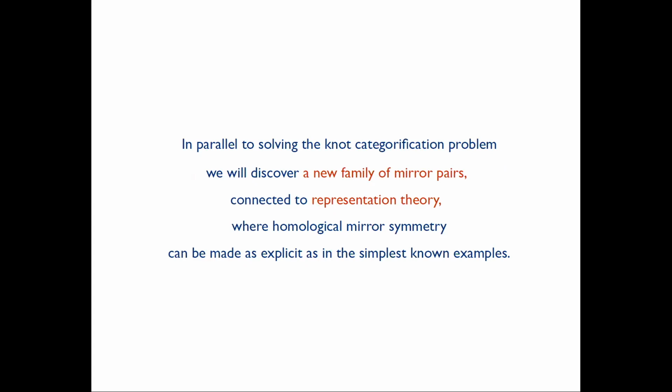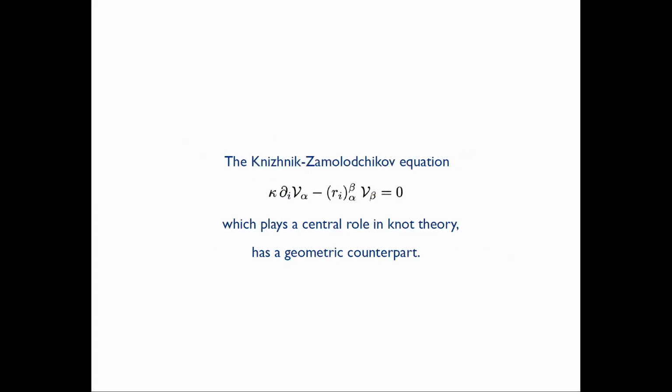And in parallel to solving the problem, we'll discover a new family of mirror pairs, which come, if you want, from physics of supersymmetric gauge theory, and which turn out to be connected to representation theory. And moreover, homological mirror symmetry can be made as explicit as in the very simplest known examples. So if you want, we will land on a dream world for mirror symmetry, the kind that people did not have when they wrote this very big book on B branes and mirror symmetry. So the KZ equation, which plays a central role in knot theory, turns out to have a geometric counterpart.